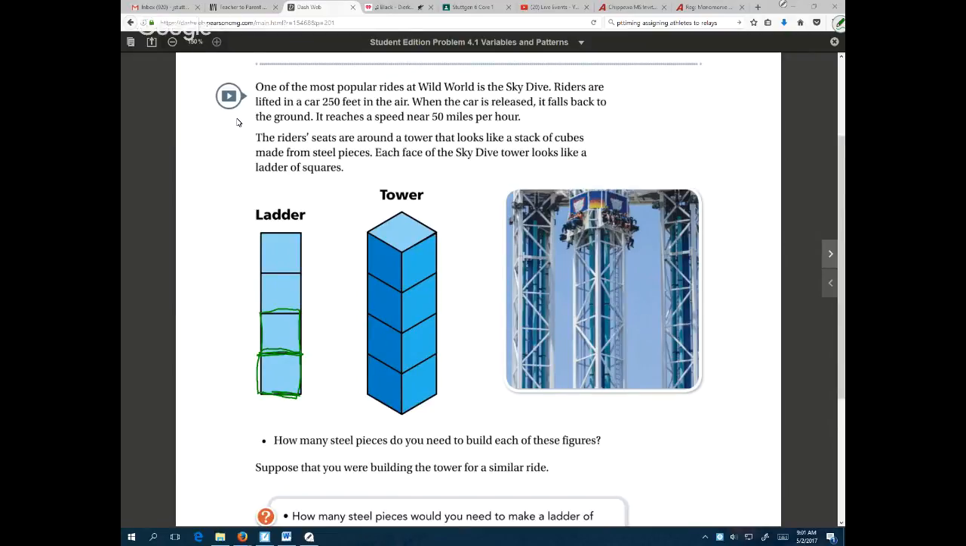Put it in our notes. Start with an E. Edge. Edges. Thank you, Taya. Each one of those black lines is an edge. Okay?